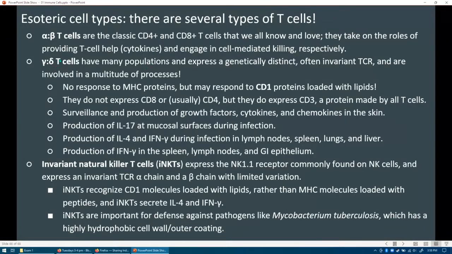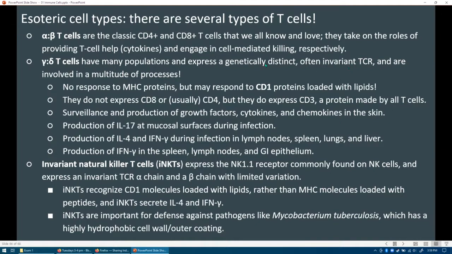But we also have these weird T cells called the gamma delta T cells. They have many distinct populations that emerge during different times during fetal development, and they go to different tissues and they make different cytokines, and they also respond to different antigens depending on when they were made. They express a genetically distinct, usually invariant T cell receptor.